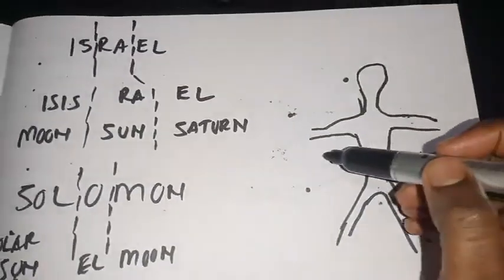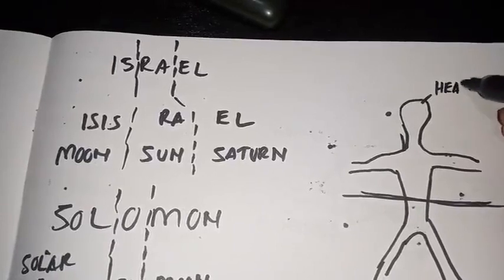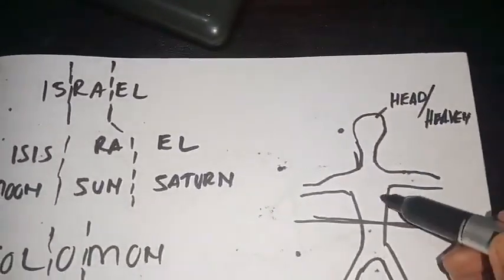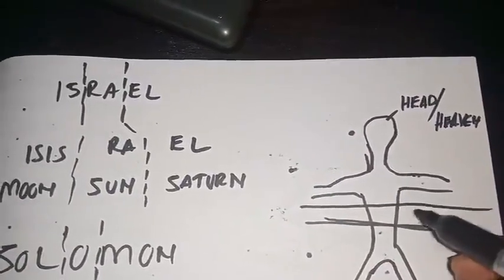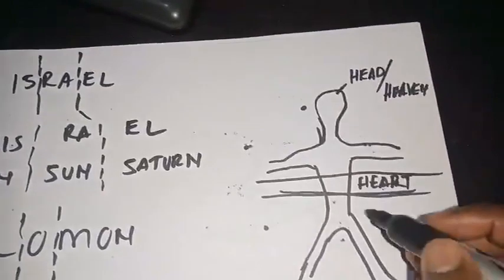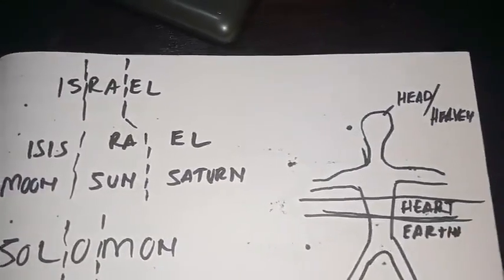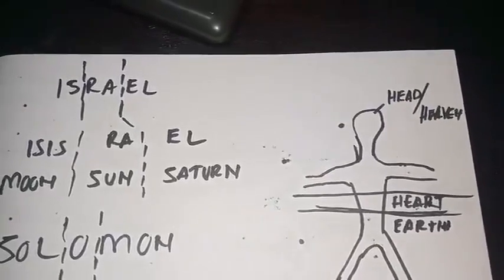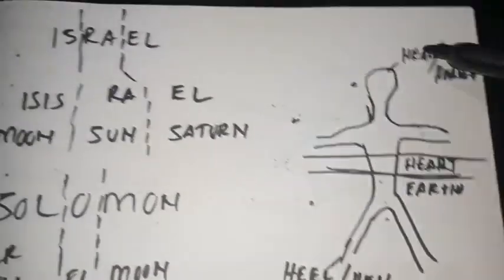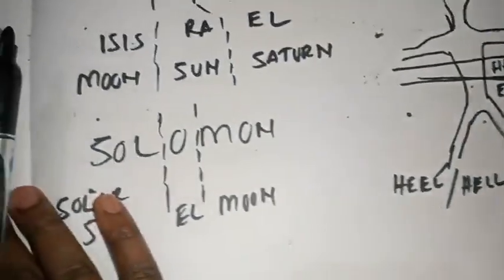The human body, and in the middle of the body you can divide it into three places. The head is there. This is the head. The head is heaven, and the heart, if you rearrange these words, you get the word earth. And the heel is hell. So you also have this trinity: heaven, earth, and hell.